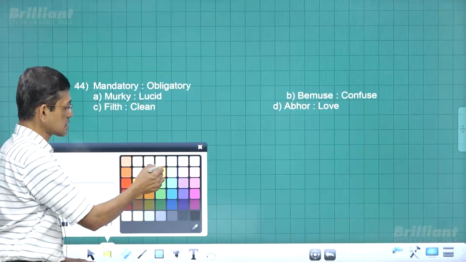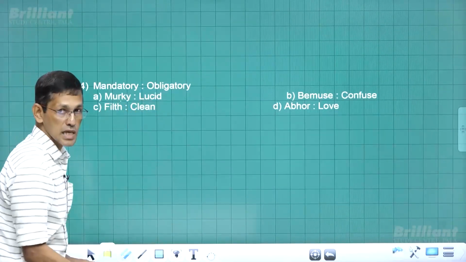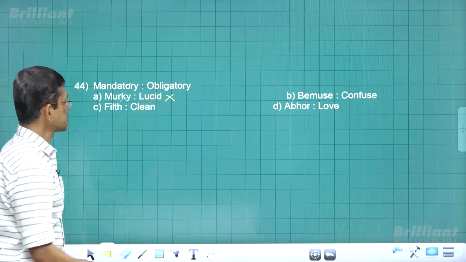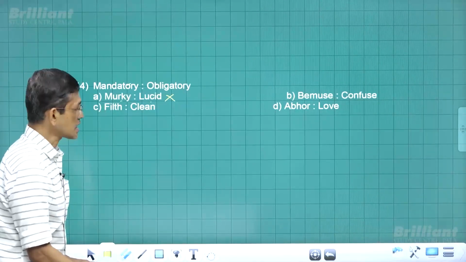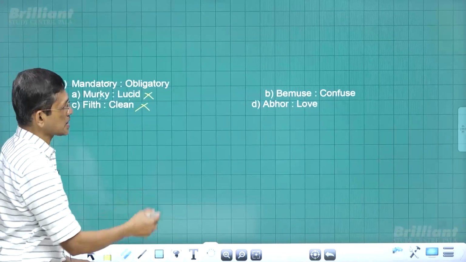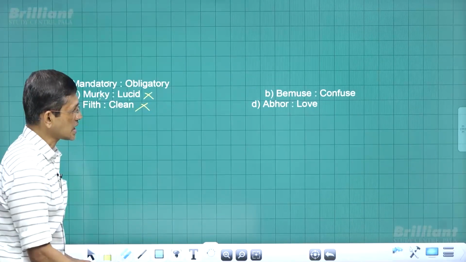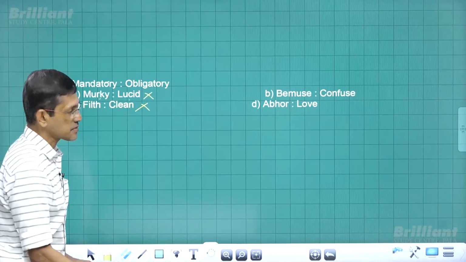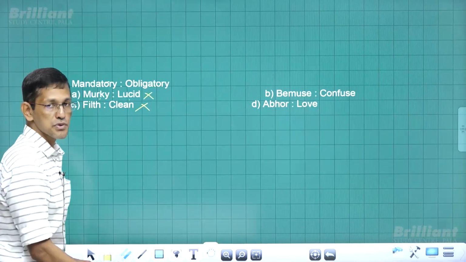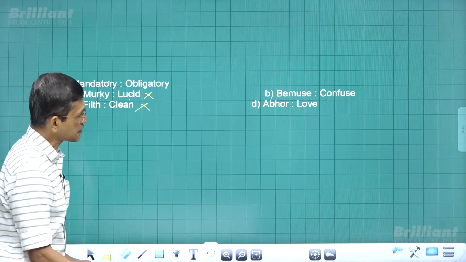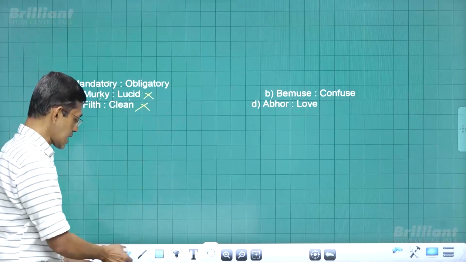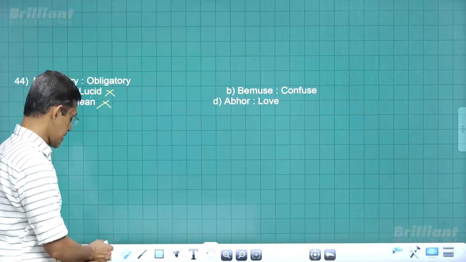Murky means something which is not clear. Lucid means something clear. So these are antonyms. So that cannot be the answer. Filth and clean, of course, antonyms. How about bemused, confused? Abhor and love. Abhor is hate and love, so these are antonyms, right? So then bemused and confused. Yes, bemused means confused. It is pretty much the same meaning. So that's synonyms. So the answer is bemused and confused.